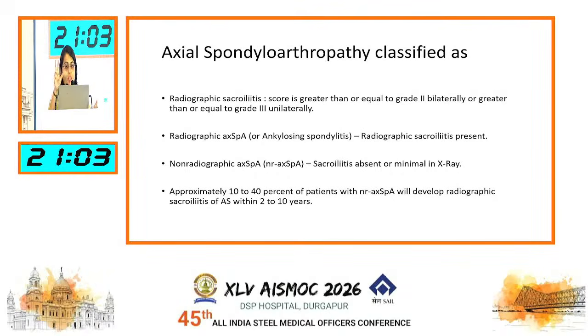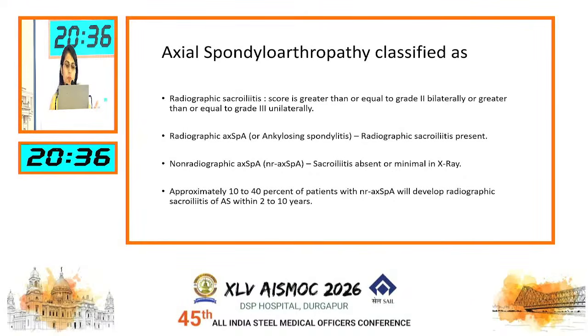There is a category of patients who is less than that. As I said, grade 1 or grade 2 unilateral sacroiliitis. This is a different entity, non-radiographic axial SpA or nr-axSpA. So here radiographically we don't get to see much sacroiliitis. The disease manifestations are less severe, a milder form. Women tend to have more of an nr-axSpA.